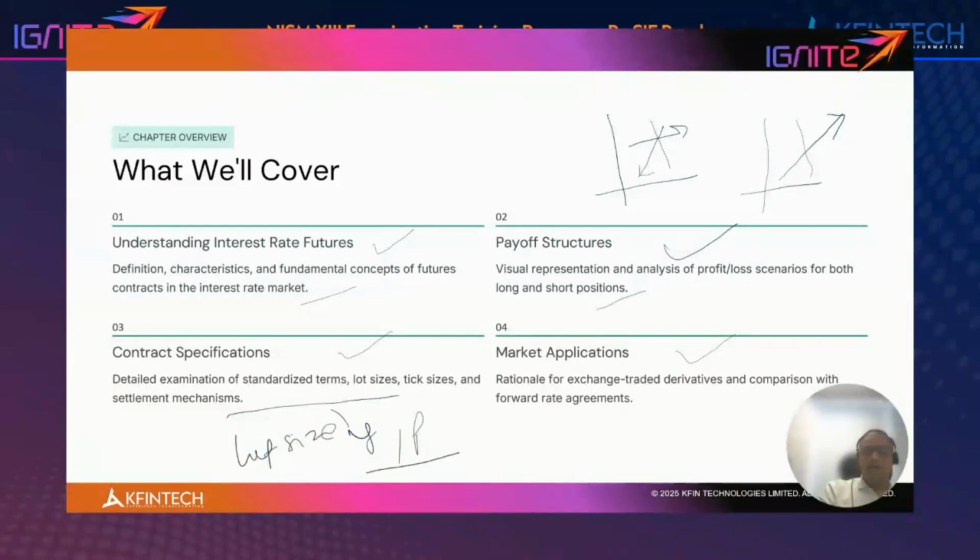Like in equity, we know that for each of the scripts we have a lot size. Similarly, in bonds, we have a lot size to purchase any futures or options as per the market definition. And lastly, we'll see what the market applications are, where and who can use the bond futures or the interest rate futures market, either to hedge, or to speculate on the yield curve, or it could simply be a part of the diversification strategy. So this is the overall high level learning outcome.